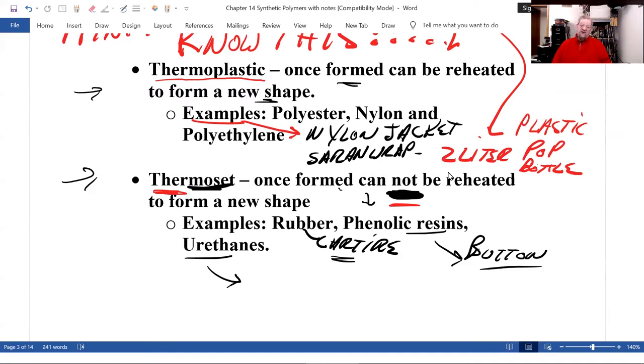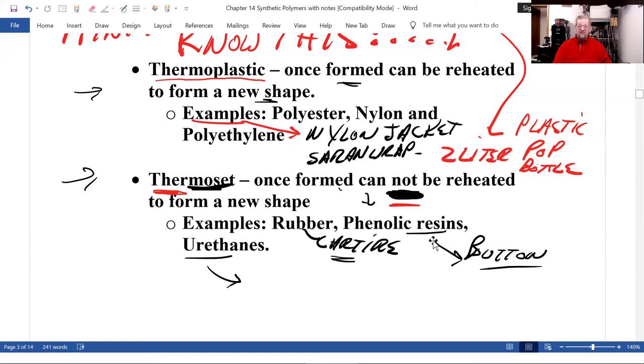An example of this, the best one is rubber, your car tires. And if you've ever seen, from parts of the world where there's a lot of problems going on, people block the roads with car tires and they set them on fire, they don't melt. Why? Because they are thermoset polymers. And that's one of the problems with rubber tires. How do you recycle them? Well, you can retread them, but you really can't recycle them like you can with plastic, say, pop bottles.